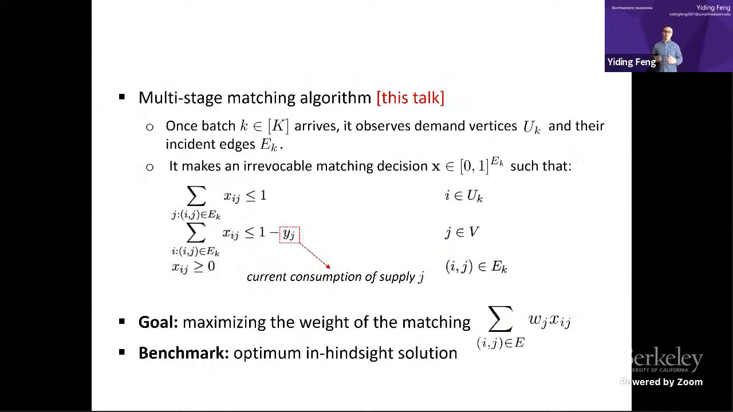Cool. Now let me formally define the class of matching algorithms we are considering. Once a batch arrives, the matching algorithm observes the demand vertices within this batch, as well as the incident edges. Then this algorithm needs to make an irrevocable matching decision, which will be a fractional matching between those demand vertices and the supply nodes. And here y_j corresponds to the current consumption of this supply node. In other words, it is the fractional degree that has been matched in the previous stages. Our goal is to maximize the weight of the matching, and we are competing with an in-hindsight solution. In other words, the optimal offline.